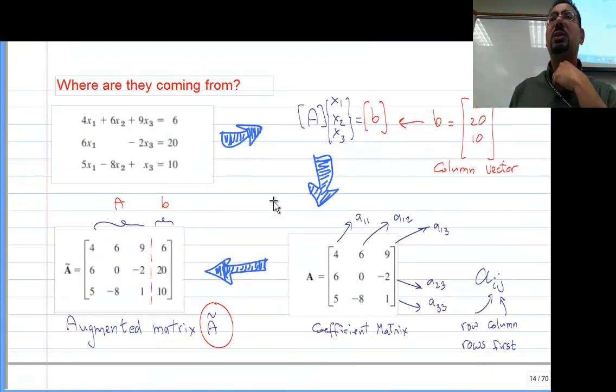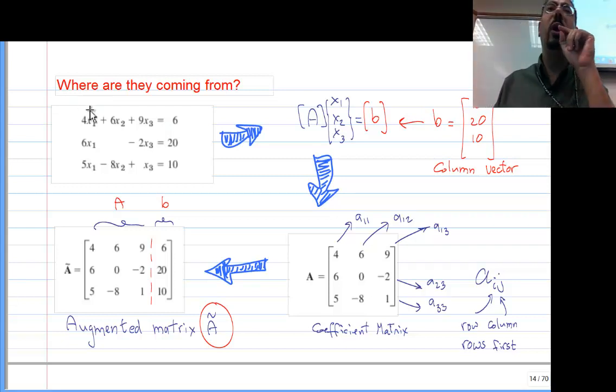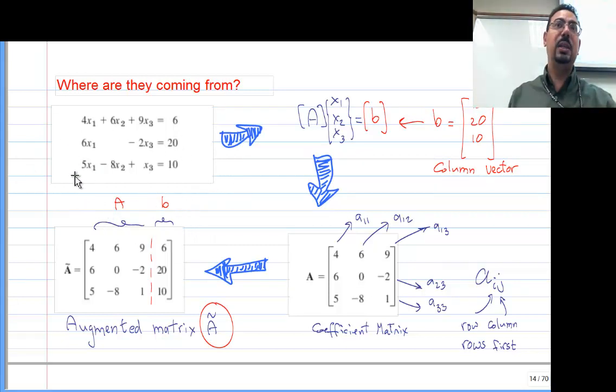Now, where do those tables of numbers come from? Where are they coming from? They come from systems of equations. Look at this. This is a system of 3 equations in how many unknowns? 1, 2, 3. Some of the equations don't have 3 variables, but still the system is 3 equations, 3 unknowns.